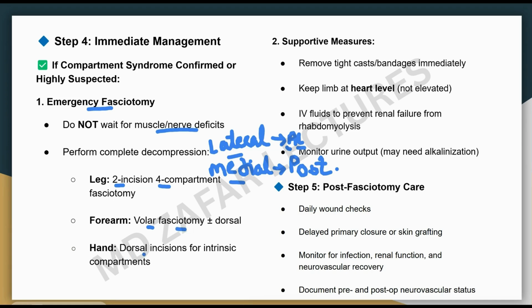Now, in the forearm, we can use a volar or a dorsal fasciotomy incision, and similarly in the hand, a dorsal incision between the fingers and the carpals can be used to remove the compartmental pressure.